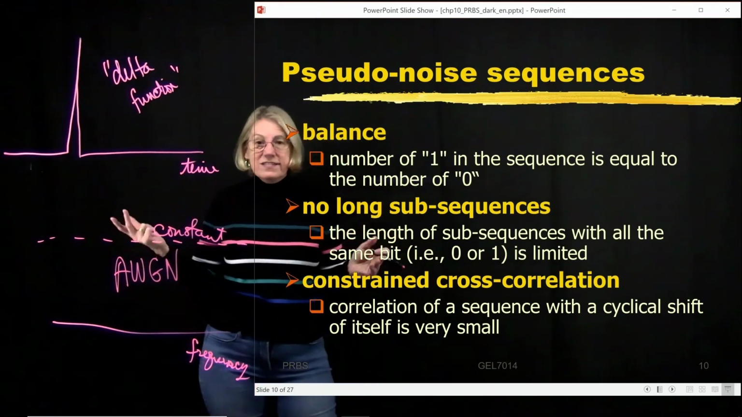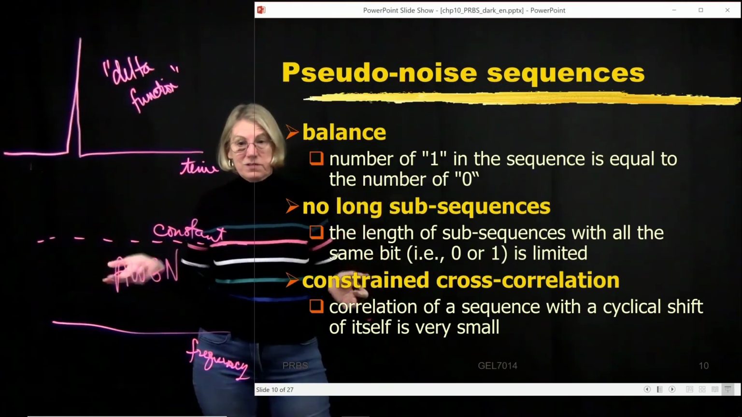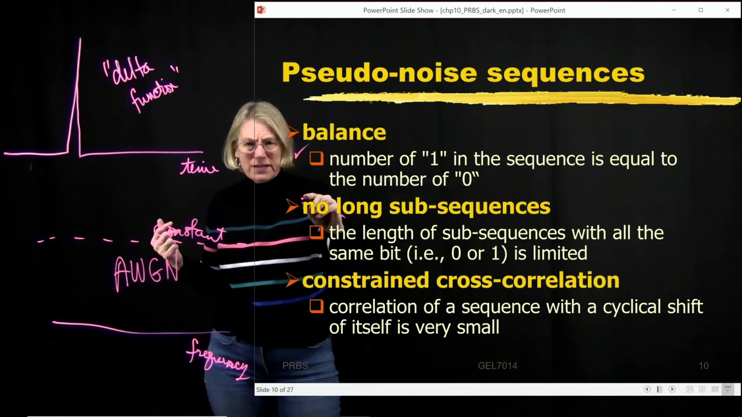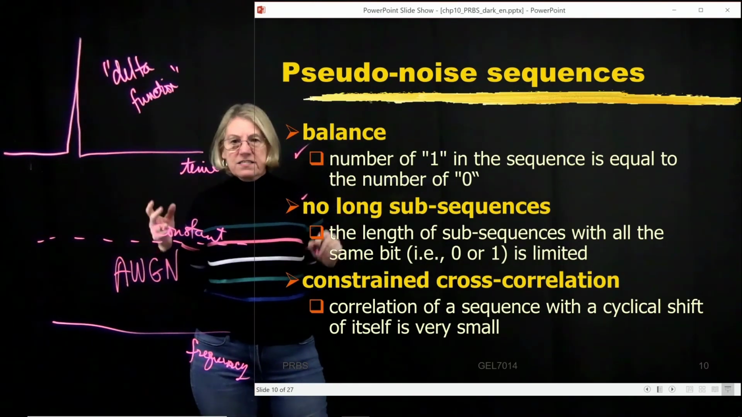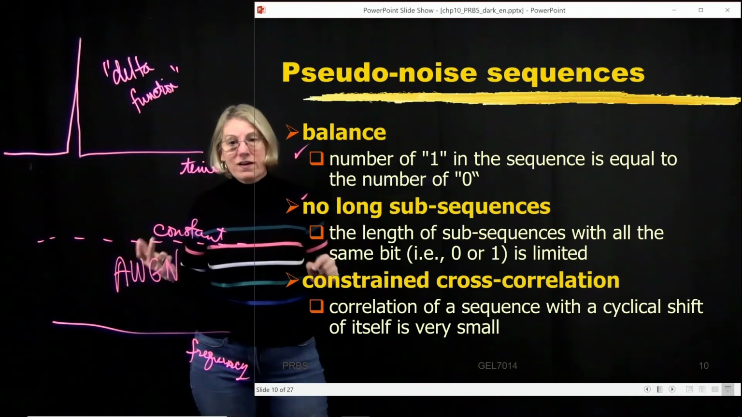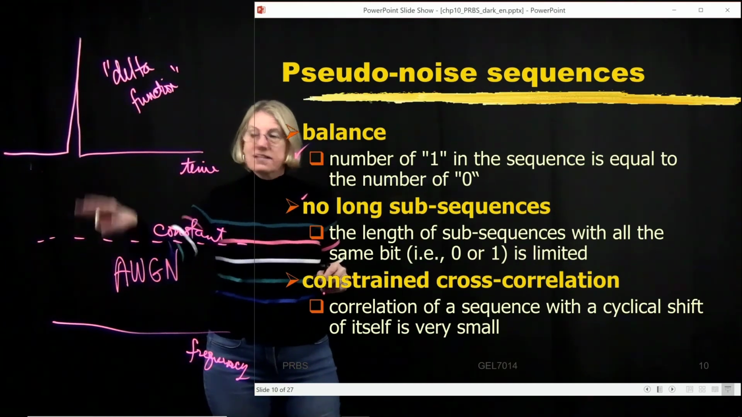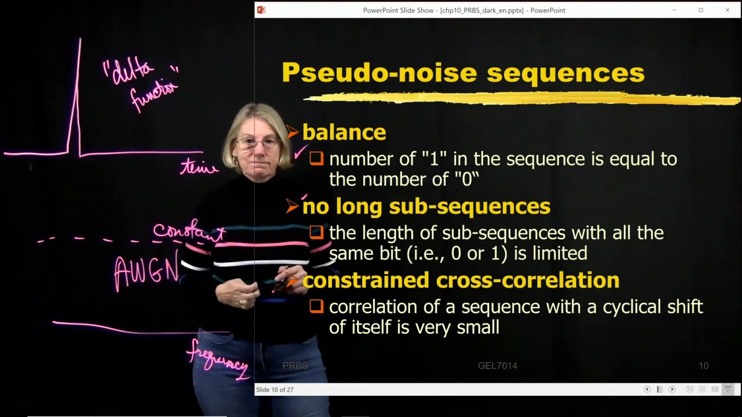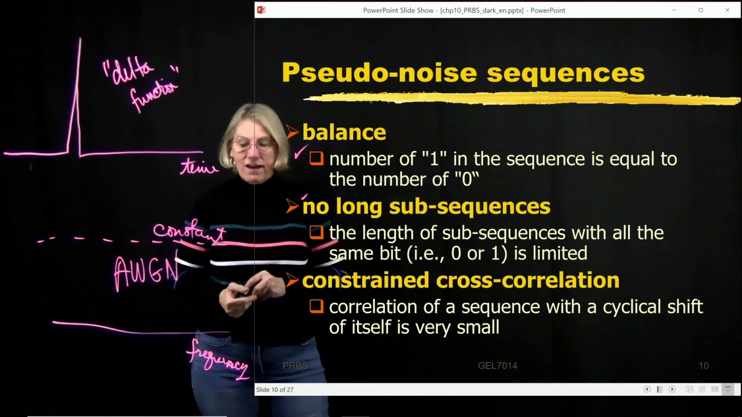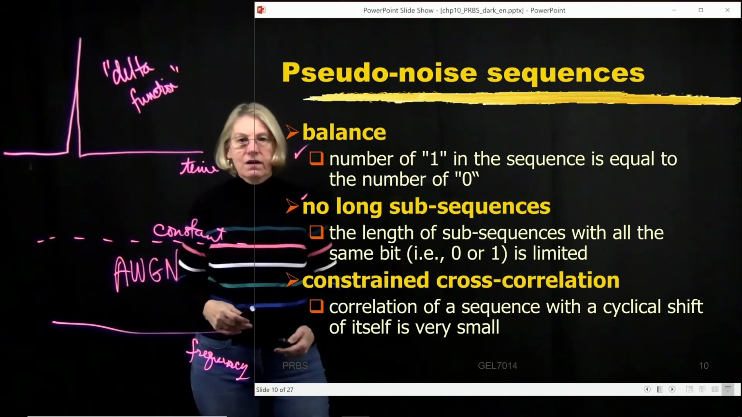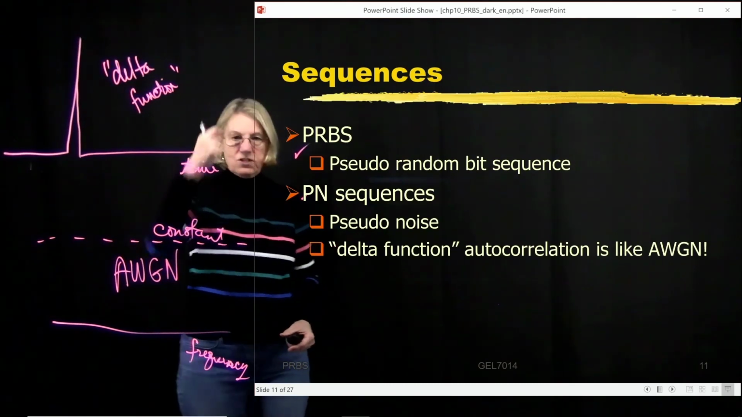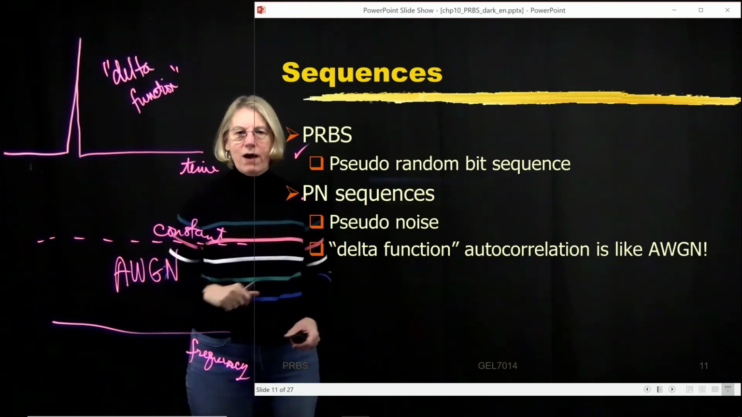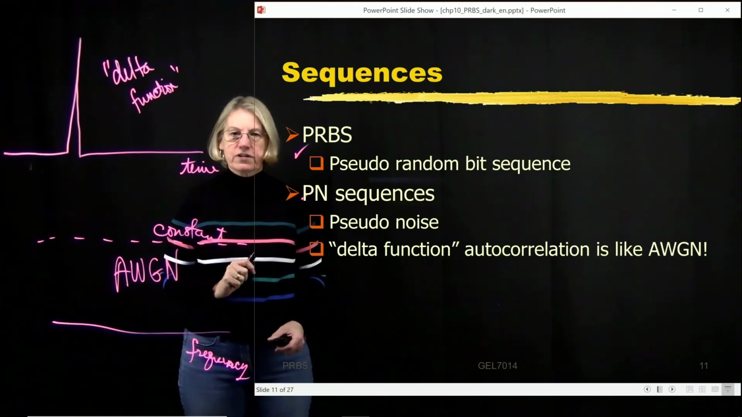So when it's noisy, noise is random, so it shouldn't be all ones or all zeros. So that's these two criteria. But if it looks like noise, then I should have something that looks like an autocorrelation function of a delta function. And so this is why we have these two names: one that refers really to the first two, and then the third one, where we get why we call it a pseudo-noise function.